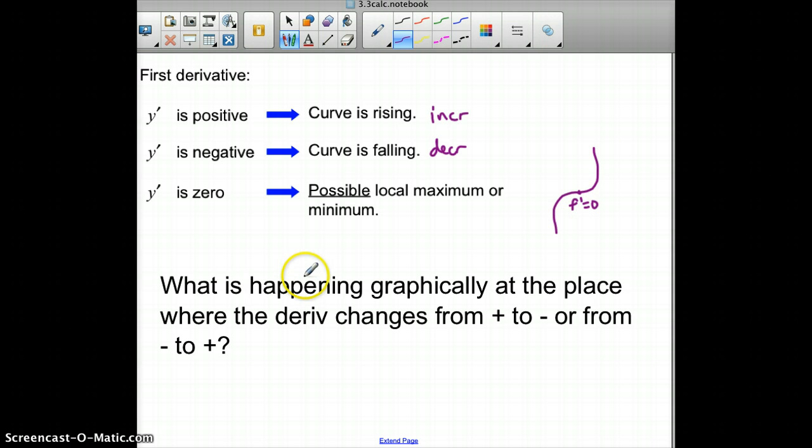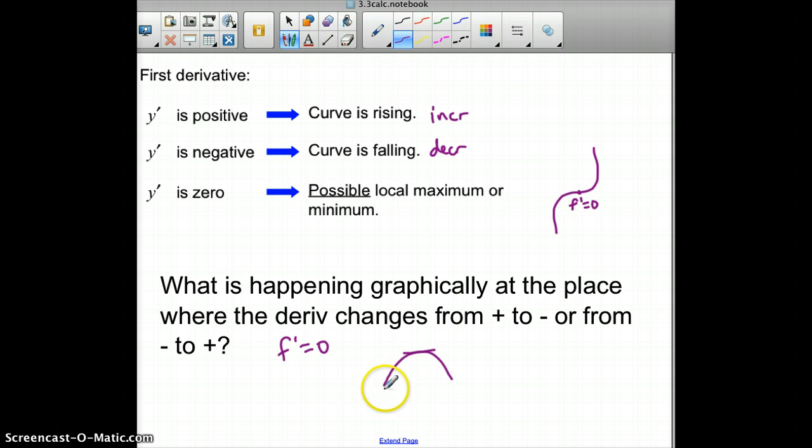What's happening graphically at the place where the derivative changes from positive to negative or from negative to positive? I think we already discussed that. The derivative equals 0. What's happening graphically there means that the graph is changing from increasing to decreasing. So it has an actual max or a min because the derivative does change sign there. Here the derivative is not changing sign. All these derivatives are positive and all these derivatives are positive. So the derivative did not change sign here.